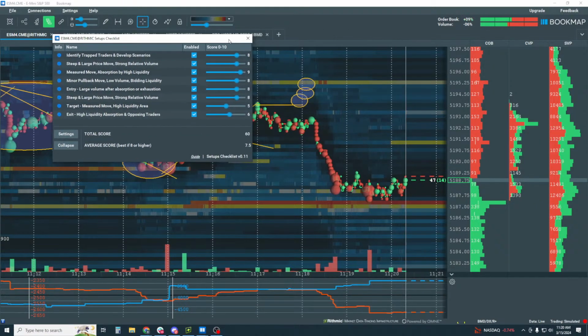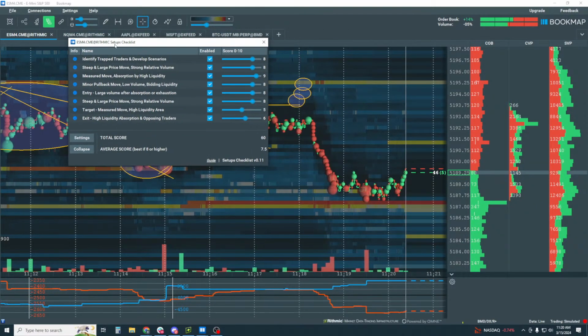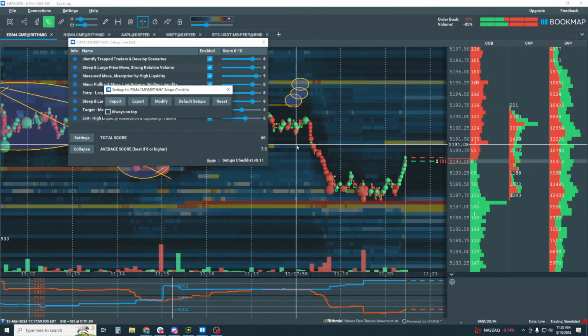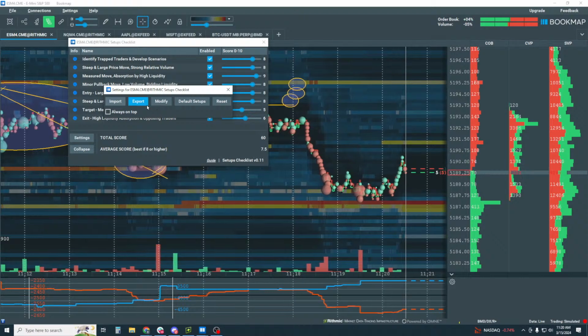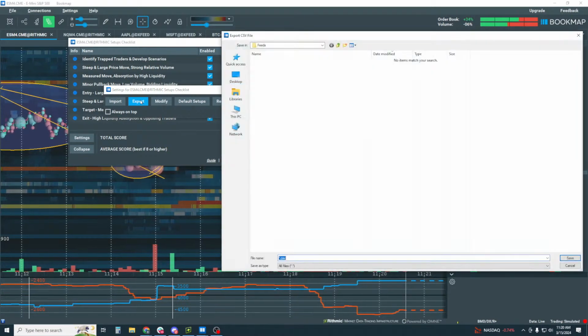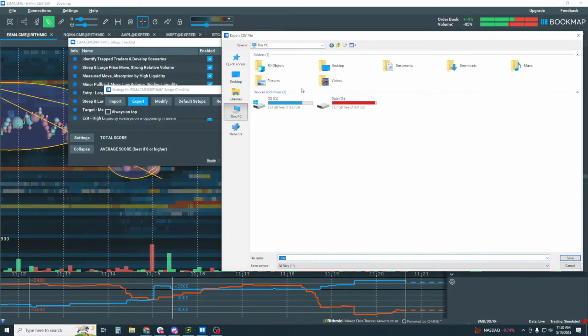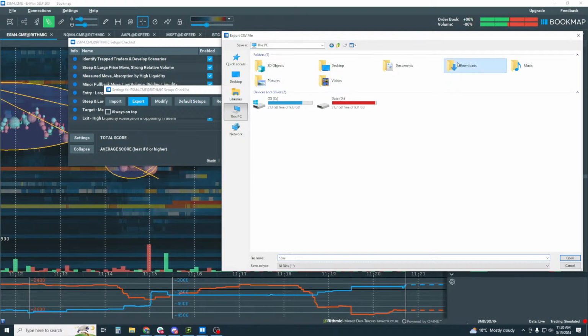So guys, put it together. You can develop a checklist right now. Open up your setups checklist. Go to settings here, and this is the way to do it. Here is do export, okay, and then export it somewhere, wherever you want. Guess I'll go with downloads here.